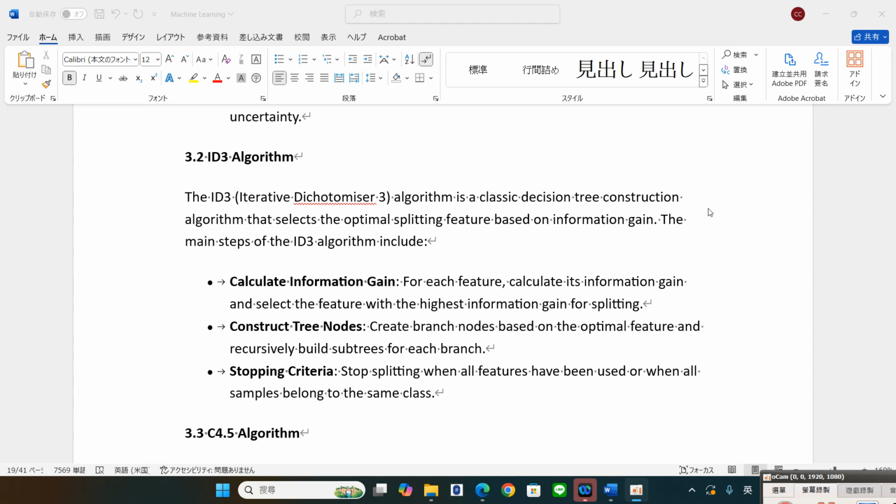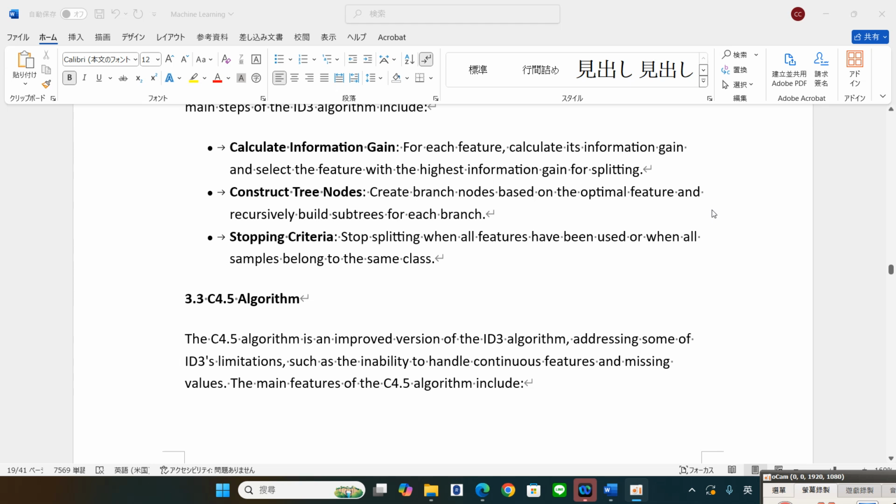for splitting. Construct tree node. Create a branch node based on the optimum feature and recursively build subtrees for each branch. Stopping criterion: stop splitting when all features have been used or when all samples belong to the same class.